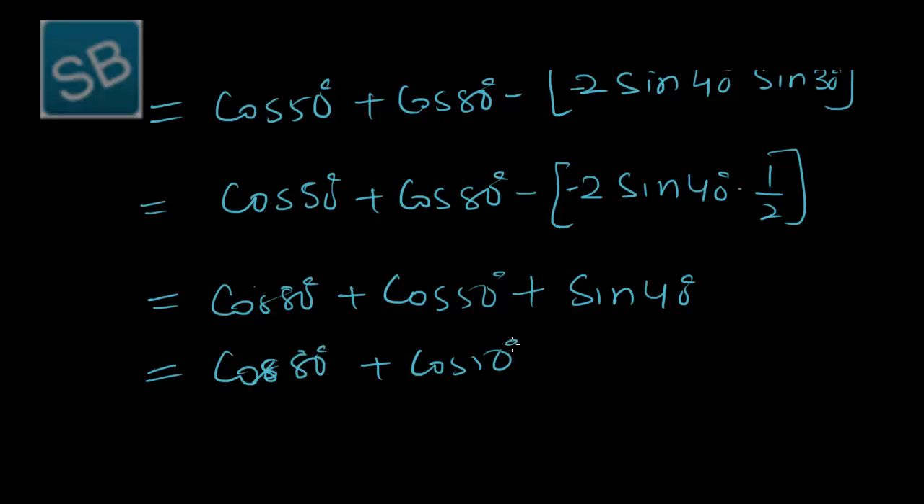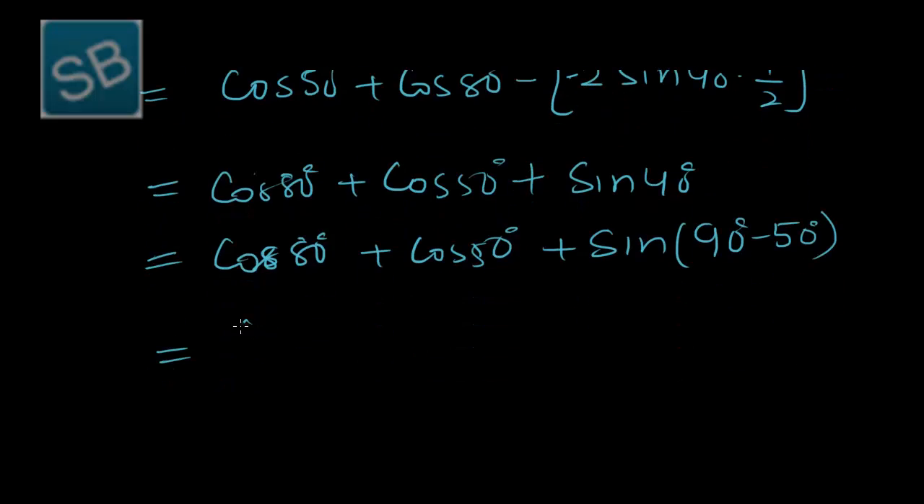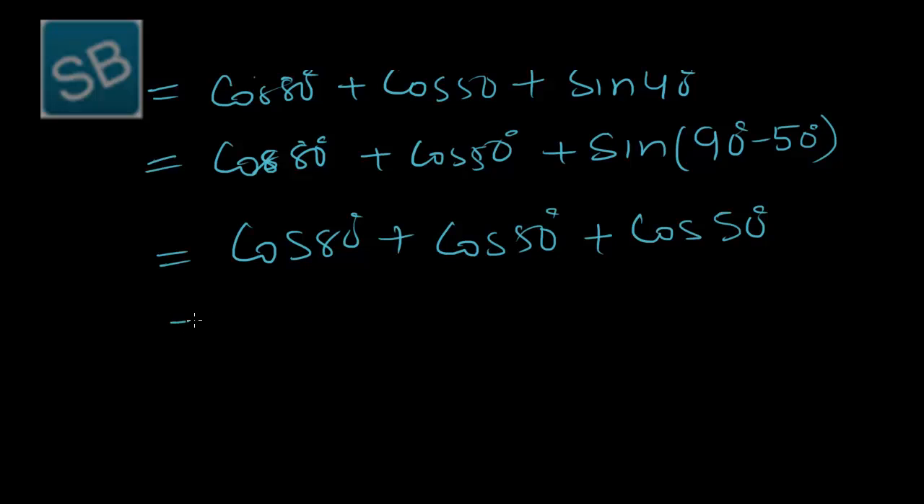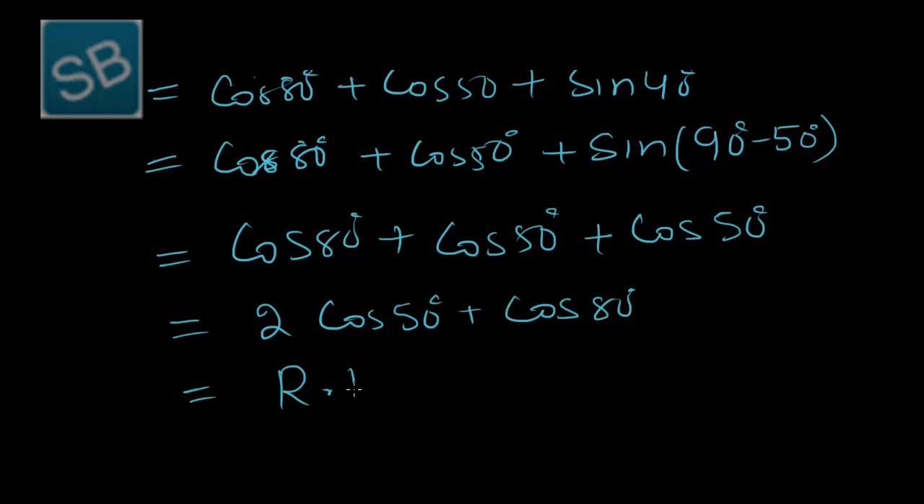cos 50 degree plus, it can be written as sin 90 degree minus theta. So 90 degree minus 50 degree is 40 degree. So cos 80 degree plus cos 50 degree. Sin 90 minus theta is cos theta. So we get again cos 50 degree. So we get 2 cos 50 degree plus cos 80 degree. So this is our required result.